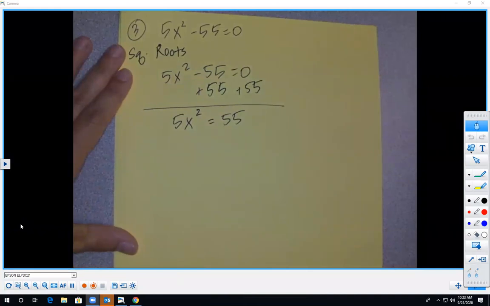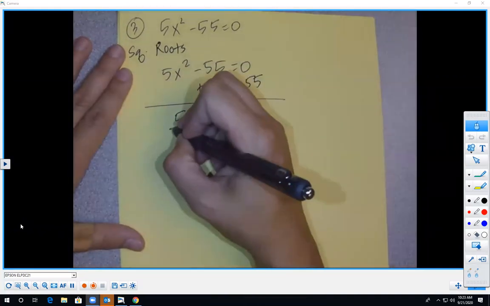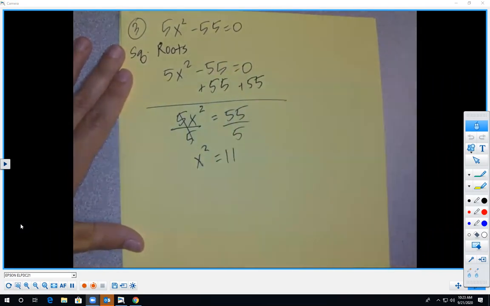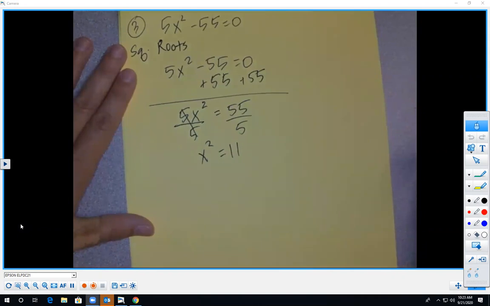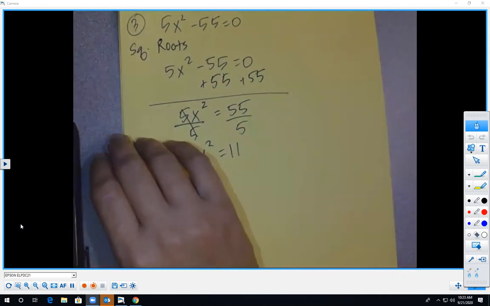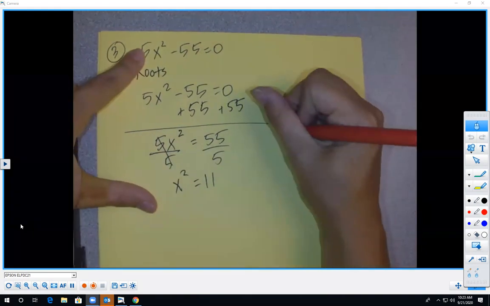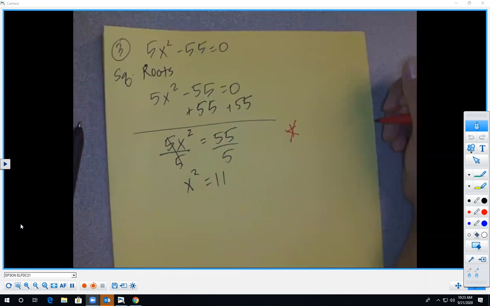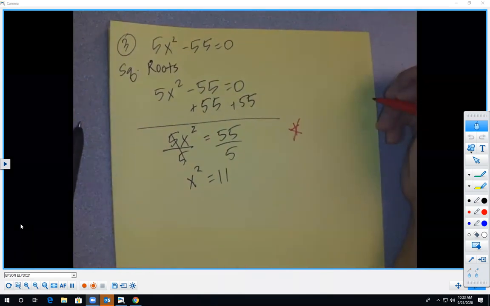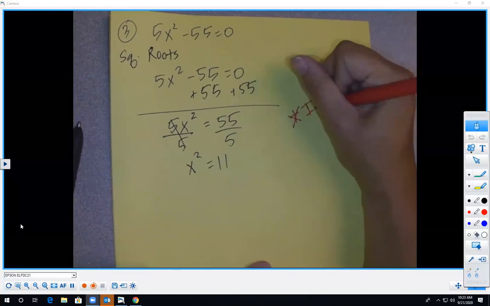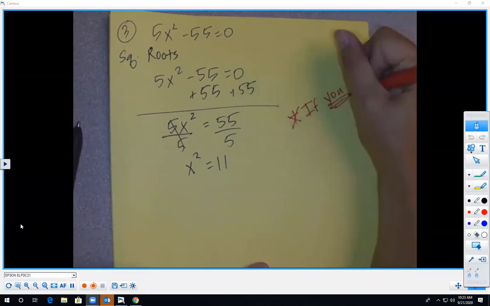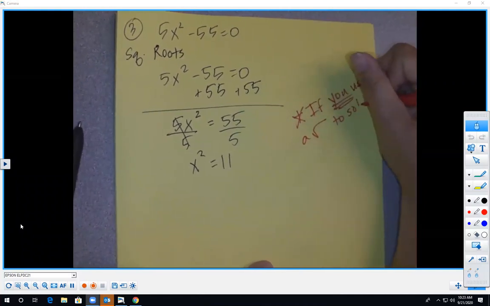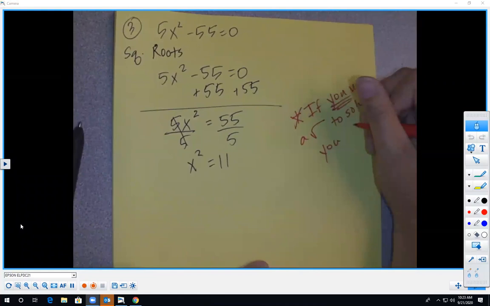What's the next thing I'm going to do to solve for x? Divide by 5. And I get x squared equals 11. How do I solve for x now? Take the square root, and there is a rule that you may or may not have remembered. Is there a square root in this problem right now? No, there is not a square root in this problem. I am going to put a square root in to solve it. So if you use a square root to solve, you have to put in a plus or minus.